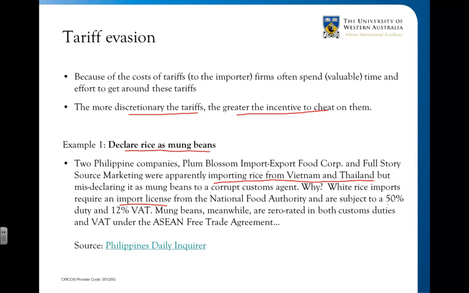But on top of that, it was also subject to a 50% tariff, 50% duty, and then on top of that, 12% VAT, which is essentially GST. So that made the costs of importing the rice to these countries a lot more. However, for various reasons, number one, that it was written into the ASEAN Free Trade Agreement, mung beans were zero rated. In other words, they had a 0% duty and 0% VAT imposed on them. So you put all the rice in barrels and say, yep, they're mung beans. You skip the tariff, you get to avoid the tariff in that way. Now, of course, they got busted, so it didn't end up working out all that well for them. But that's the lengths that sometimes you go to get around these tariffs.